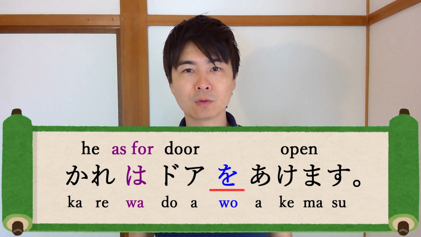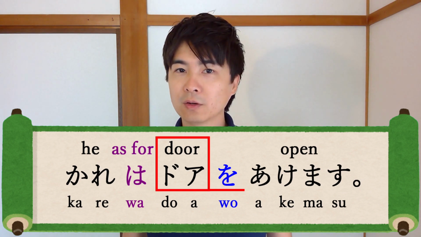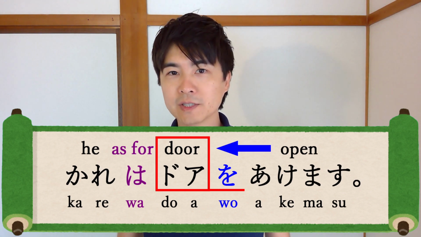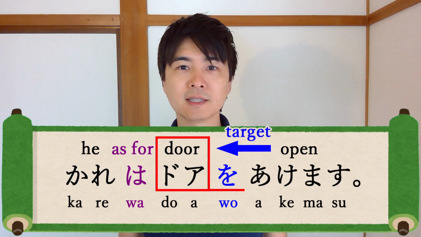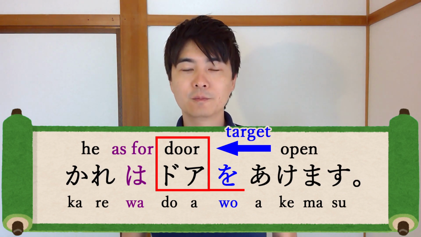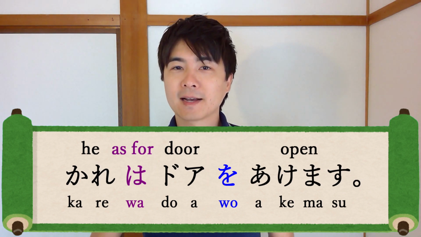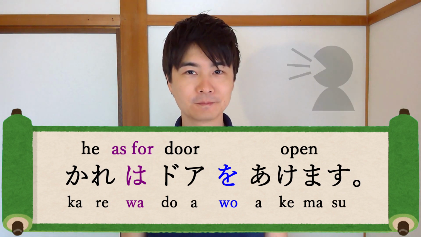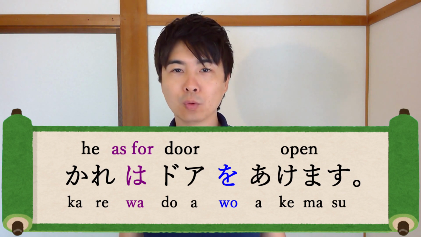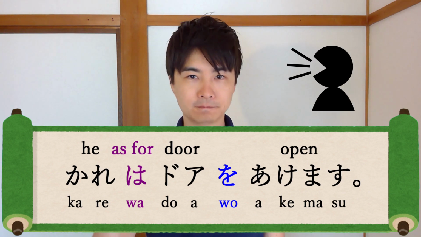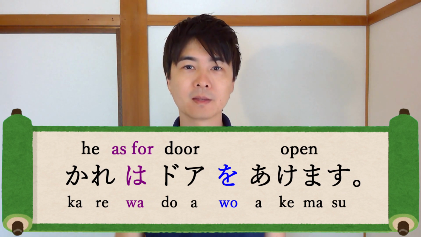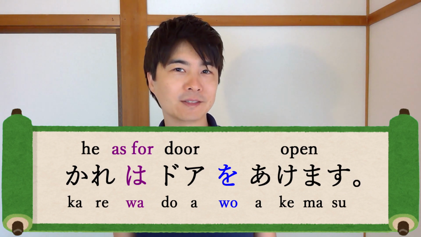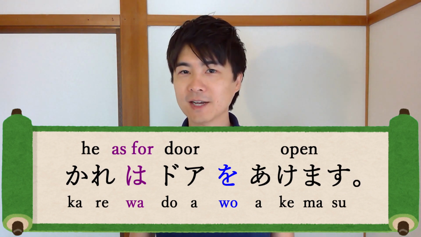Since the particle を follows the noun door, we can know the object of the verb 開けます is the door. Object means the target of the action, so this sentence means he opens the door. Please repeat after me. 彼はドアを開けます。Okay, good. It's not that difficult, right? を is an object marker. Let's check another example.